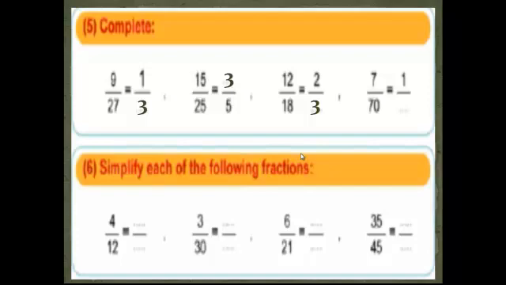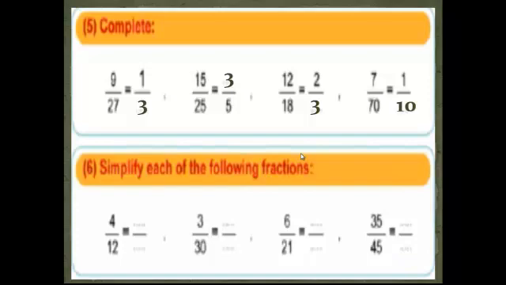7 over 70 equals 1 over space. 7 becomes 1, which means it becomes smaller, so we are going to divide. 7 divided by what equals 1? 7 divided by 7. So for the denominator we are going to make 70 divided by 7. The answer is going to be 10. Okay.